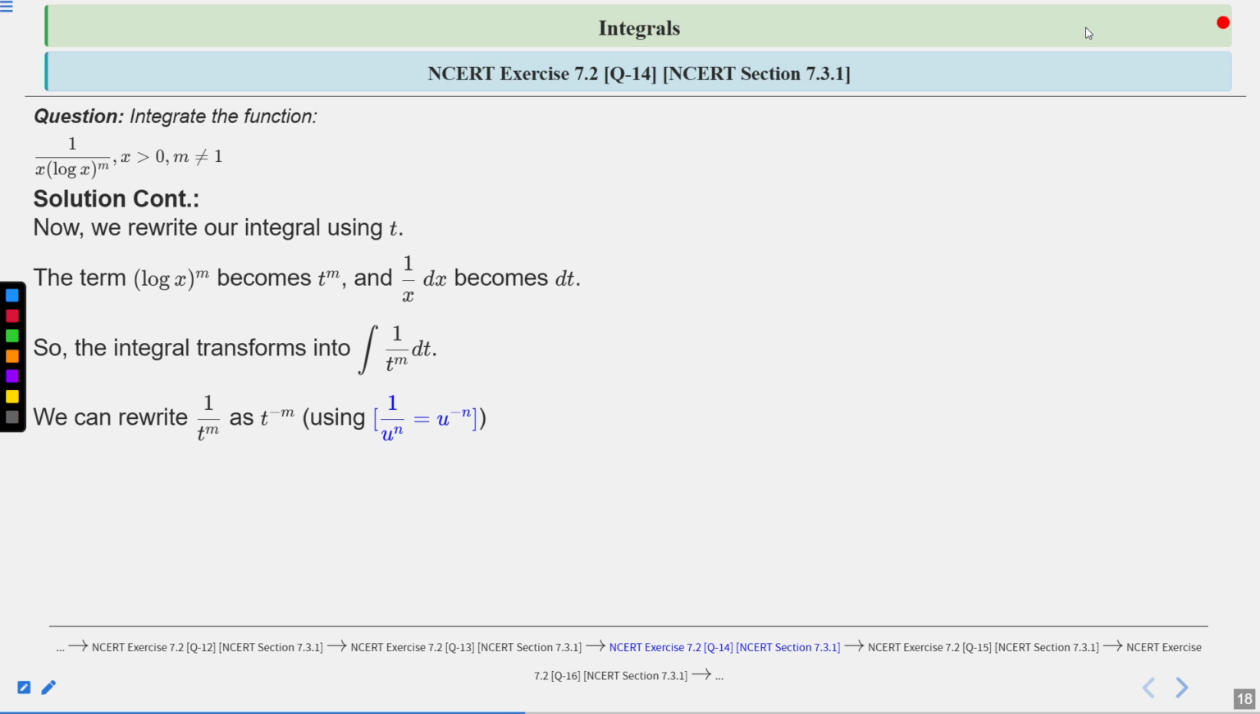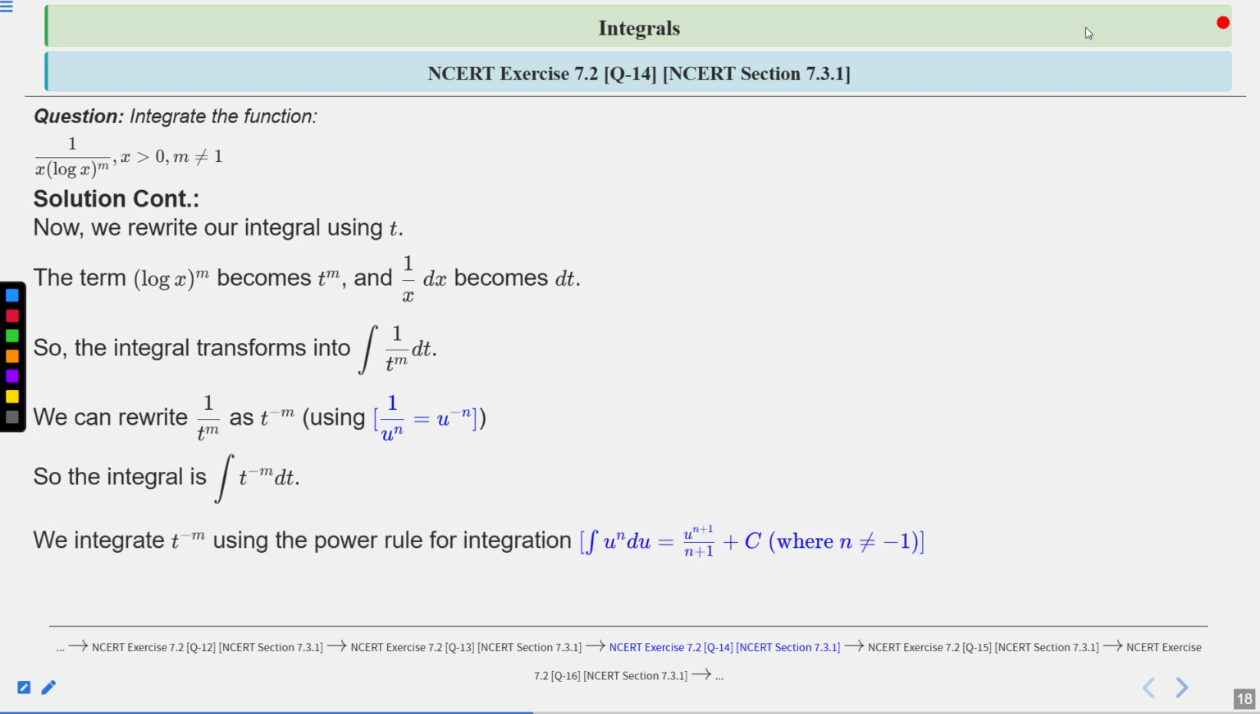We can rewrite 1 by t to the power m as t to the power minus m, using 1 by u to the power n is equal to u to the power minus n. So the integral is basically integration of t to the power minus m dt.